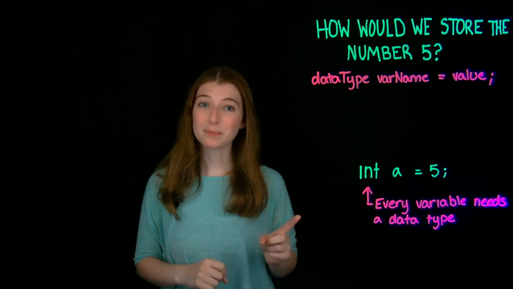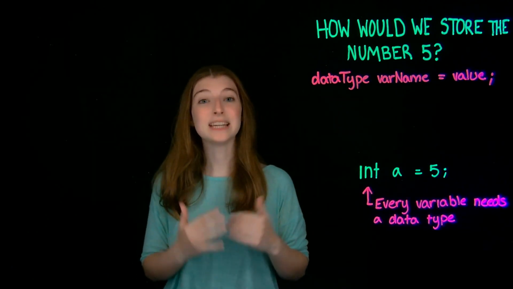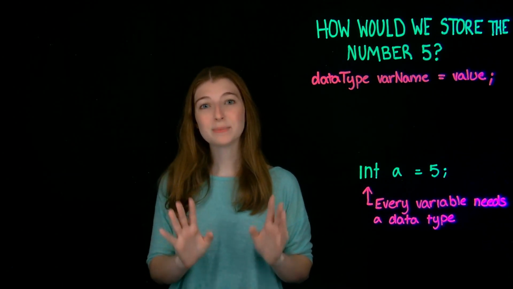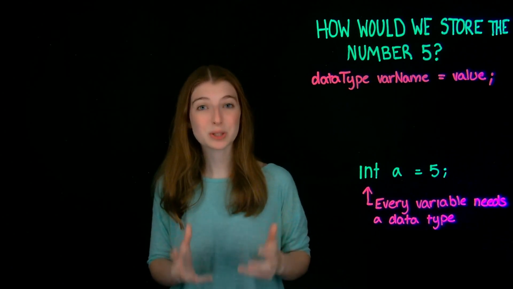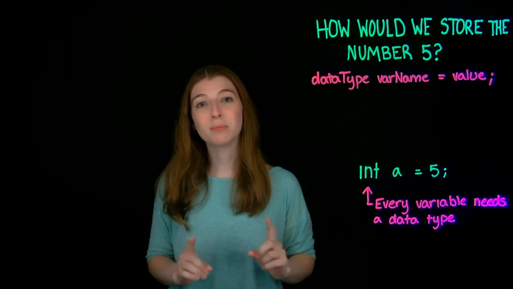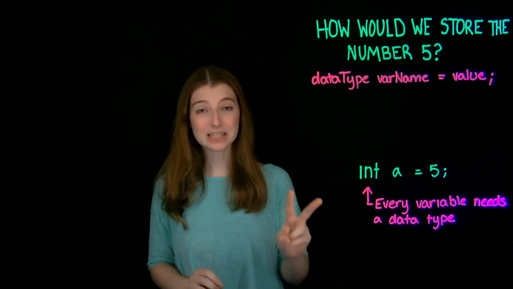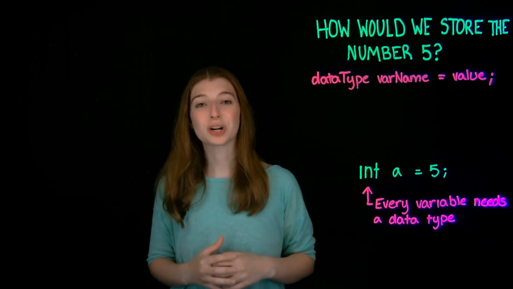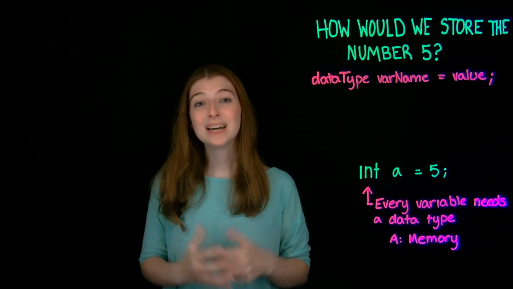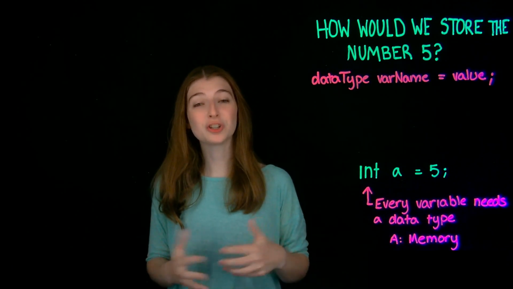First up is data type. In this example, I have an integer, which is storing positive and negative whole numbers. So I'm telling the computer that the value I'm storing is a whole number, 5. Now, every variable needs a data type for 2 different reasons. The first one is to determine how much memory the computer needs to reserve to store the value. And the second one is how the value should behave.